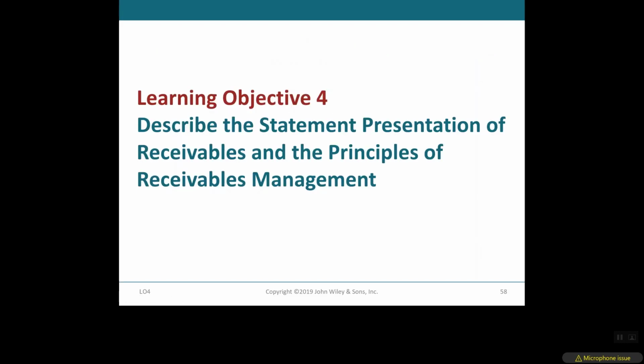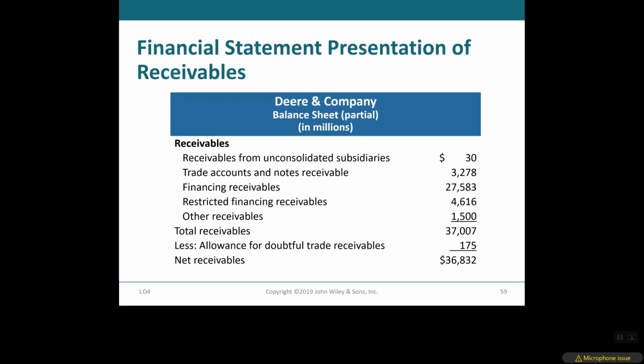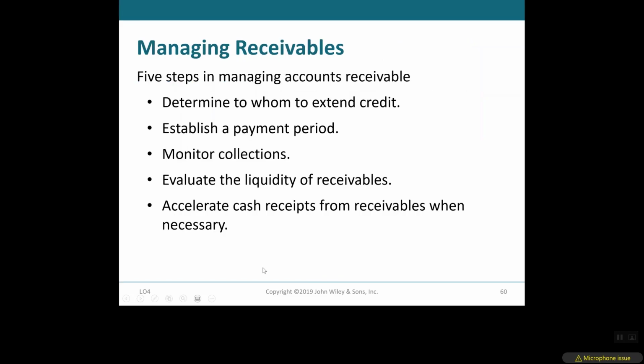All right, learning objective 4. Describe the statement presentation of receivables and the principles of receivable management. These are the kinds of receivables we have for companies. You don't have to memorize this, but just know that at the end of the day, we represent our receivables in the balance sheet at their net realizable value, by listing all our receivables and deducting our allowance for doubtful debts from it.